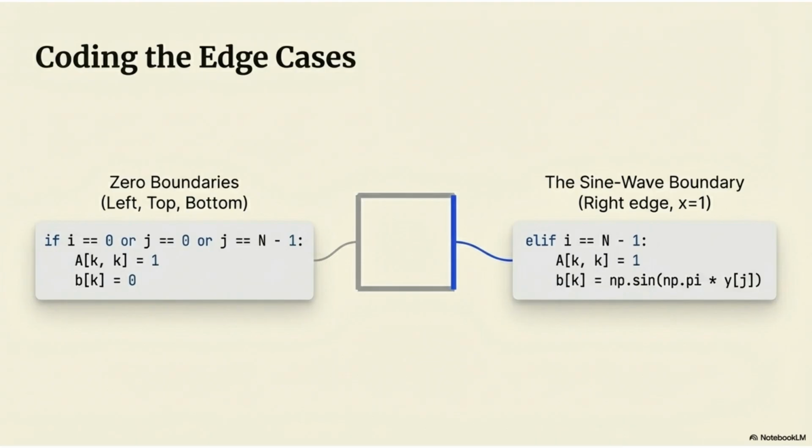Coding the edge cases involves setting up the boundary conditions. For zero boundaries, like the left, top, and bottom, A is 1 and B is 0. For the sine wave boundary on the right edge, A is 1 and B is sine pi y.